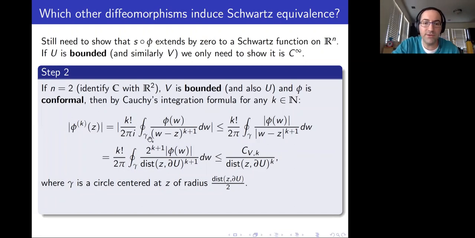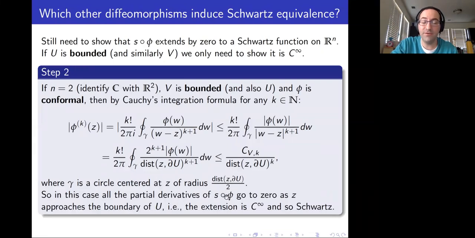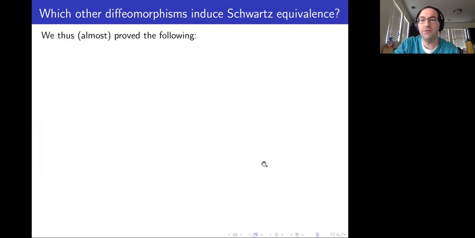And then we just need to choose wisely the path that we take the integration on. We take it to be a circle centered at z, evaluated at z, of radius the distance to the boundary over 2. And this is always inside our domain, right? So we can take this integration, because if we look at the distance and divide it by 2, we're guaranteed to be inside the domain. And then we get that the partial derivatives of S composed with phi go to 0 as z approaches the boundary, right? Because from the chain rule, we will have all kinds of partial derivatives of phi, but these are bounded by 1 over the distance to the boundary in some nice way.